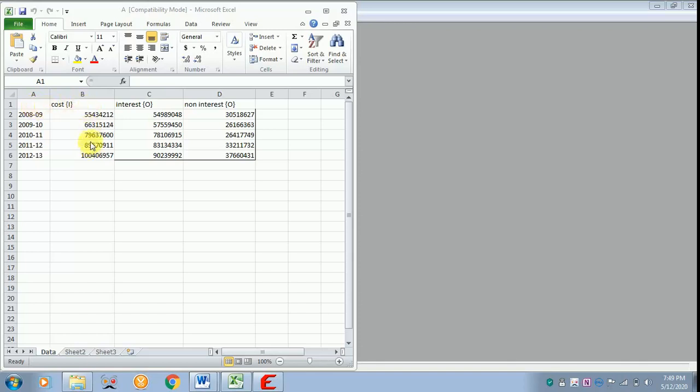This is the total cost, that is the input. And the output is the interest and non-interest income earned by the banks. So while typing your data, you have to put I, O and O. Not only that, you have to name the sheet as data. This work has to be done before entering into the software called Efficiency Measurement System.